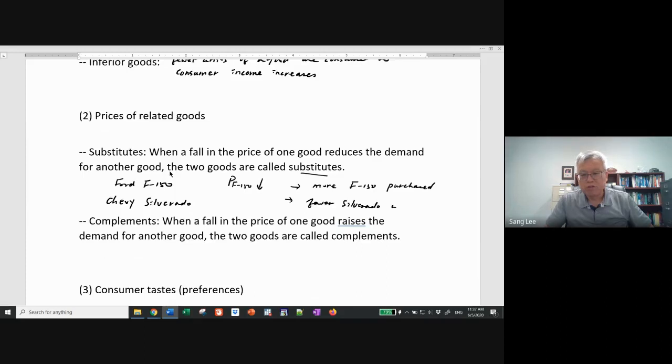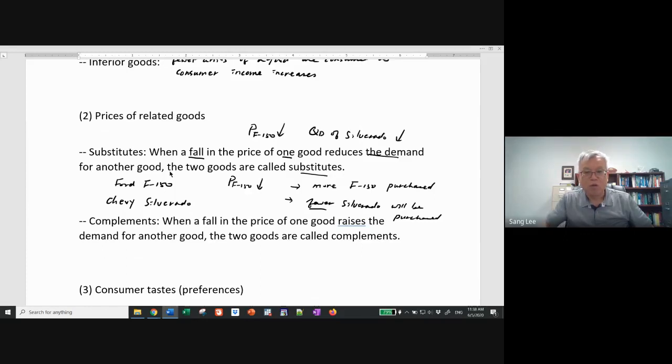Silverados will be purchased. So see here, if the price of one good, in this context the price of the F-150, falls, it leads to a decrease in demand for another good. People buy fewer Silverados. So the quantity demanded of the Silverado is going down.